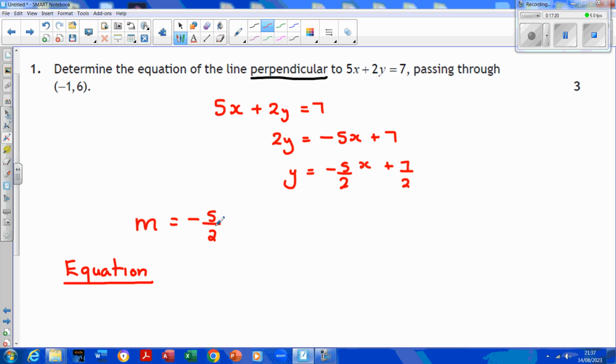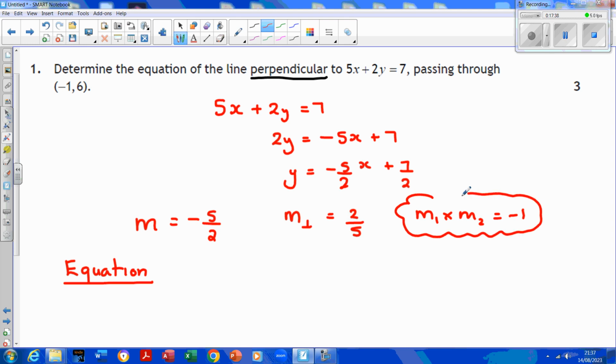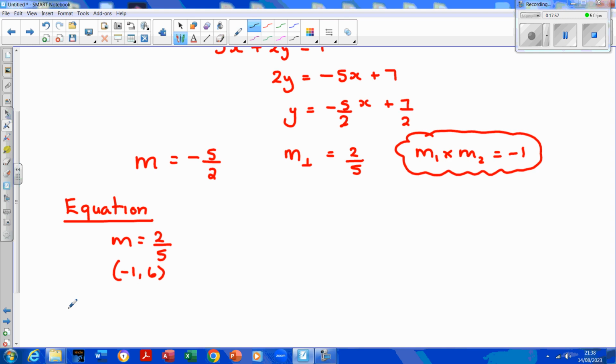So to find the gradient of the perpendicular line, we've got to flip and change. So gradient of perpendicular line, flip it and change the sign, so it becomes 2 over 5. You must write down m1 times m2 is equal to minus 1 and put a wee cloud round it. So now we've got the gradient. So the gradient is equal to 2/5, and the point that it passes through, they've told me, determine the equation of the line perpendicular to, passing through minus 1, 6. So that's all the information I need to get the equation of that line. I'll just label that a and b.